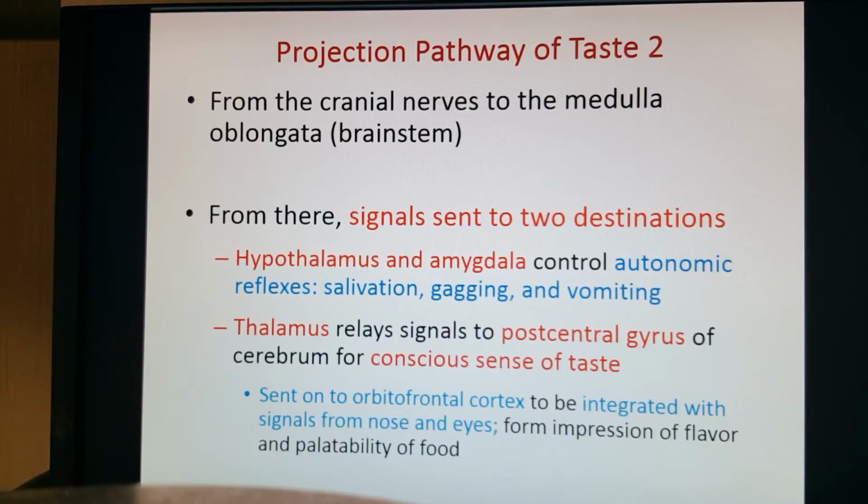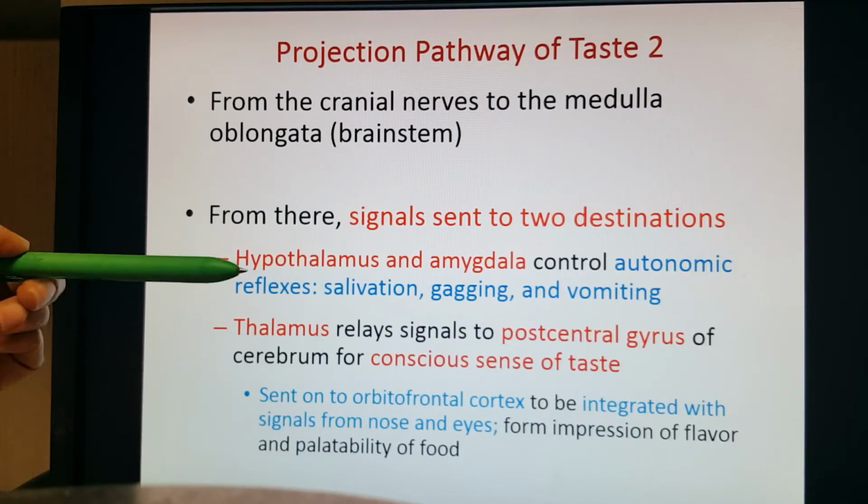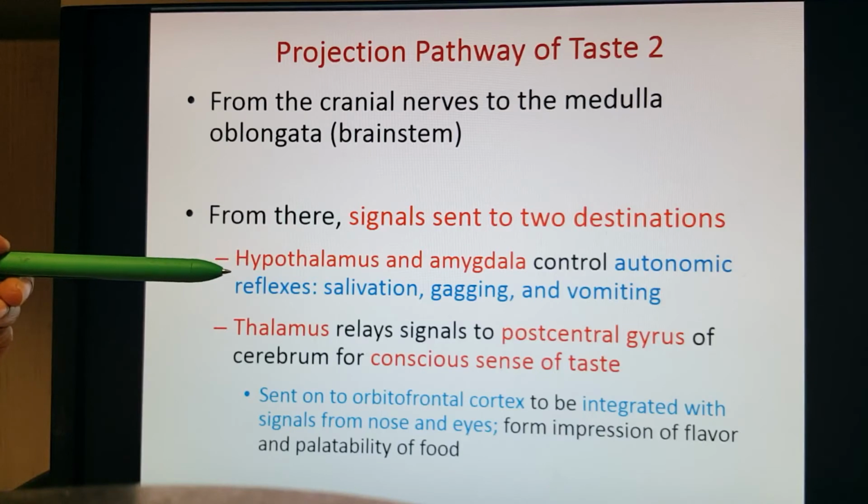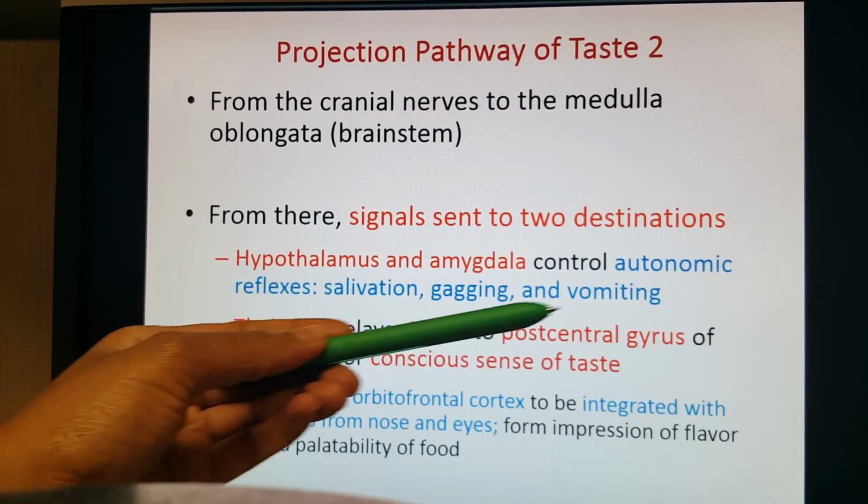For your taste pathway, it moves from the cranial nerves into your brain stem, where it goes to your hypothalamus and amygdala. So these are 2 brain structures that help to control your autonomic reflexes for either salivation, as in, okay, I'm tasting something I like, I want to go ahead and break it down even further so that I can taste more of it, as well as make sure that I break down whatever I'm going to eat. Also helps with gagging and vomiting.